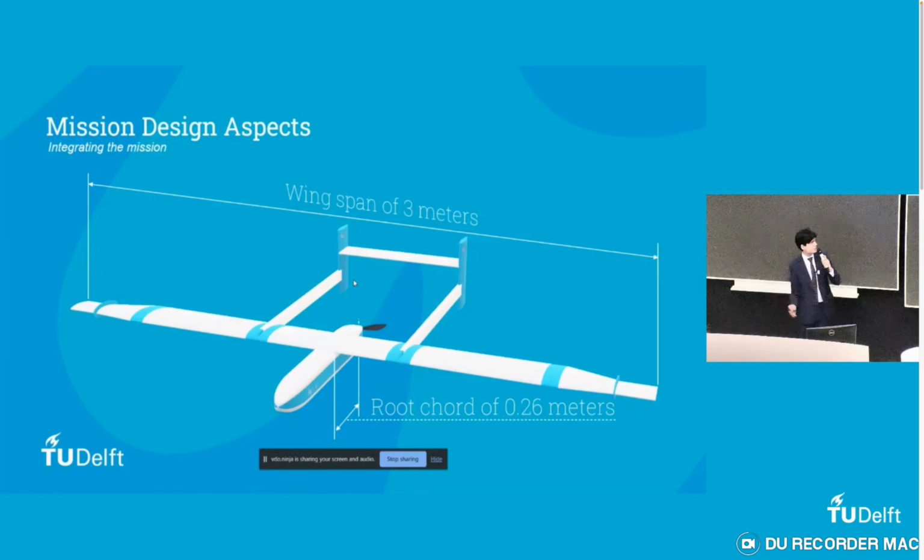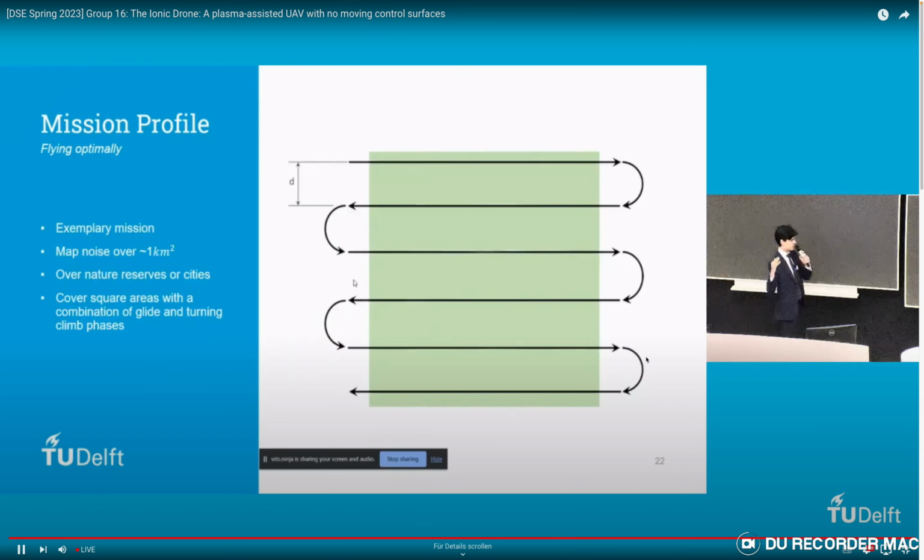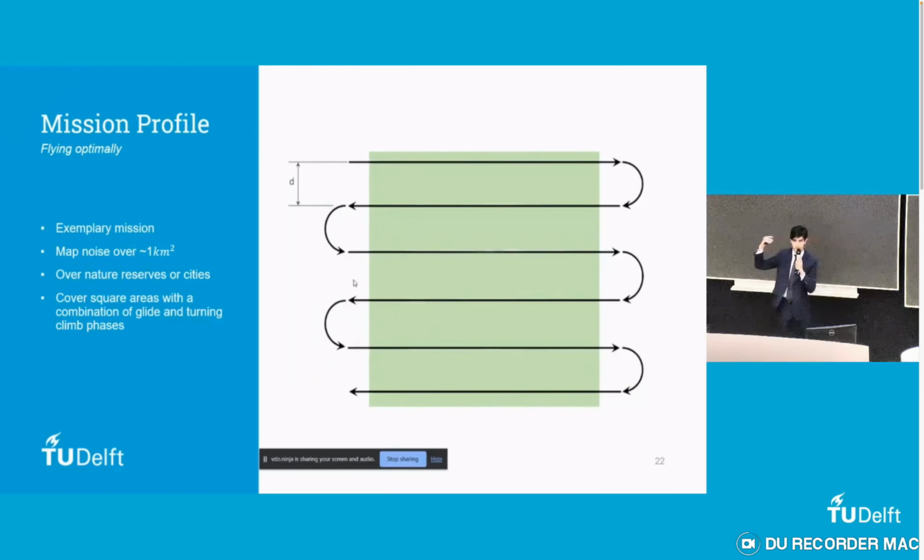Now that we see our design, let's look at the mission profile we created. So the green area here is the area that we want to noise map. We start by entering the area at an altitude of 120 meters, at which we turn off our propeller and glide back down over the course of a kilometer to 55 meters altitude. At this point, we turn back on the propeller and climb back up to 120 meters, only to repeat the process again to the other side. So we repeat this until the entire area is covered and we fulfill our mission.